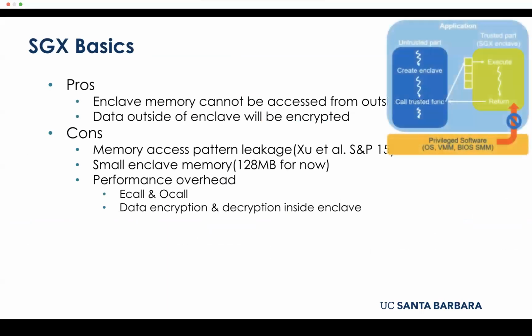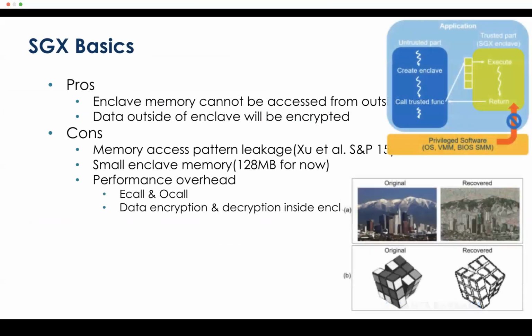But there are some cons. First, the memory access pattern leakage. Here, during the encryption of the original picture, by only observing the memory access pattern, we can still recover a lot of the message from the original picture.